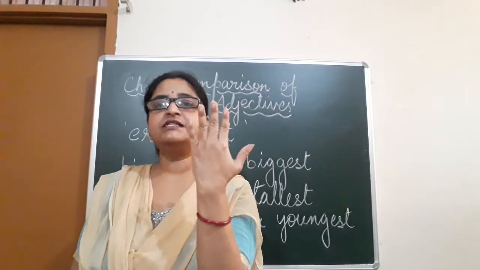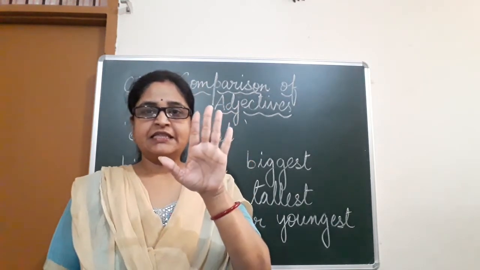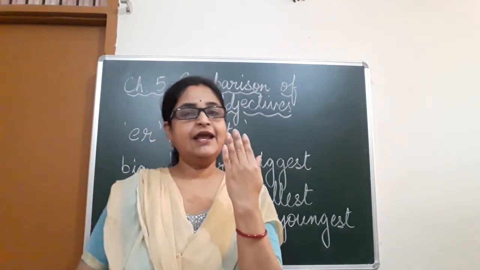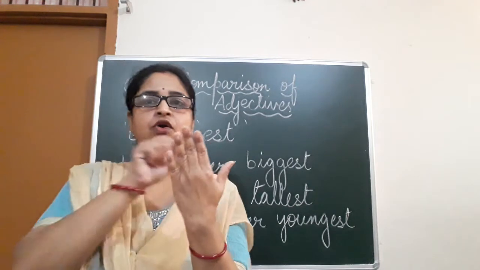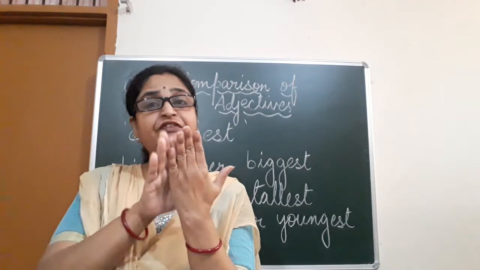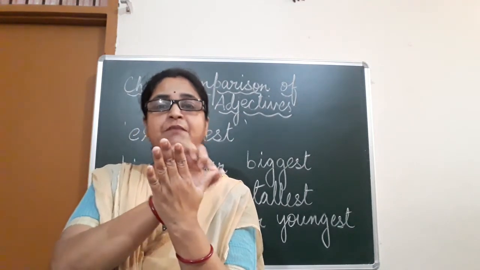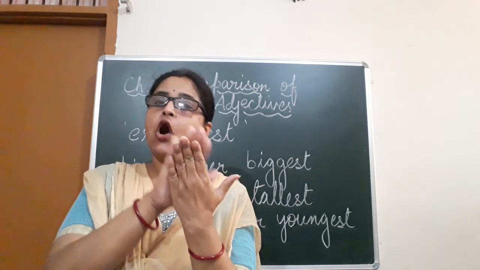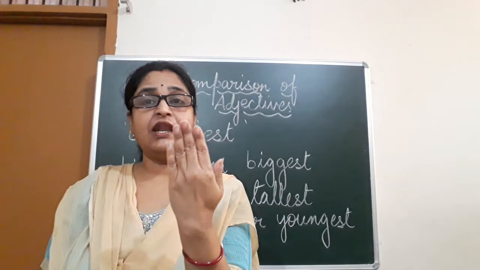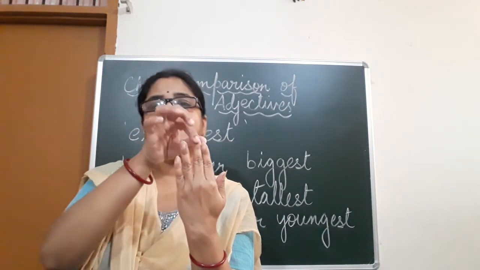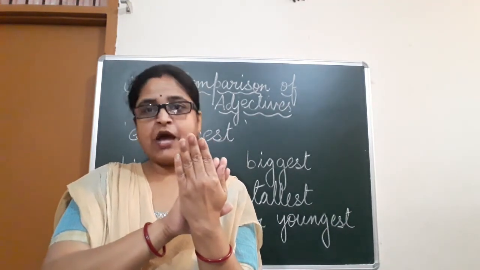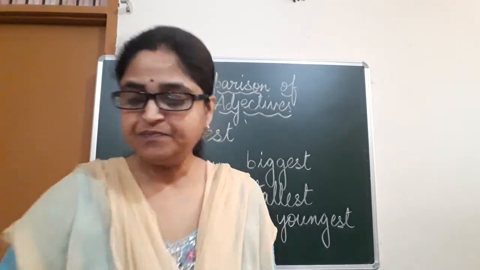Now see the fingers in your hands. All the fingers are not of the same length. Are they of the same length? No, they are not. They are different in length. If we compare all the fingers together, we will say the thumb is the shortest among all the fingers. And if we have to say which is the tallest finger, we will say the middle finger is the tallest among all these fingers. I hope you have understood the example.